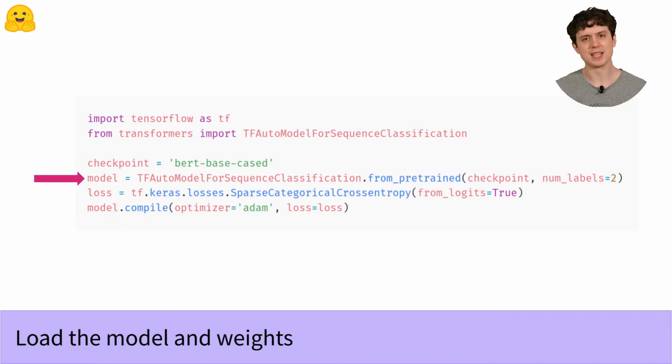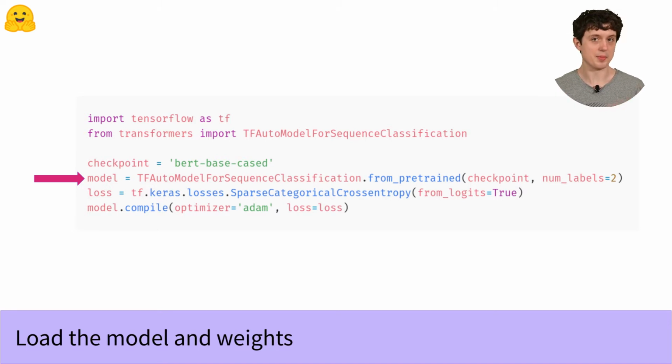But what does this line here, this monstrosity, this TF auto model for sequence classification, what does that mean? Well, the TF stands for TensorFlow, and the rest means take a language model and stick a sequence classification head onto it if it doesn't have one already. So what we're going to do here is load BERT, which is a general purpose language model that doesn't have a sequence classification head. We're going to use the from pre-trained method, and that method ensures that all our weights come from the pre-trained model, so they're not randomly initialized, with the exception of the new sequence classification head we're going to add.